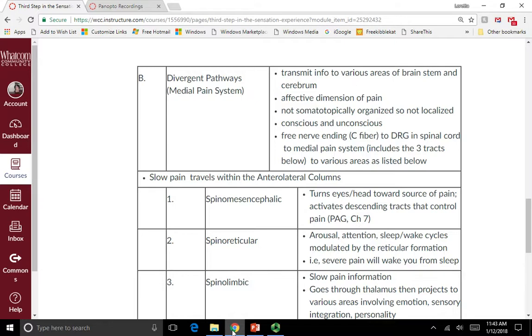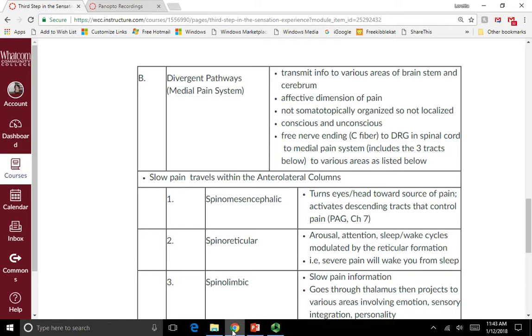It's not as high fidelity. There are conscious and unconscious tracts in the divergent pathways. So some of the things we sense, some of the things we don't. The divergent pathways are largely C fibers, free nerve endings going to the dorsal root ganglion in the spinal cord, to the medial pain system, which we'll talk about the 3 tracts in the medial pain system, and they go to various areas in the brain.